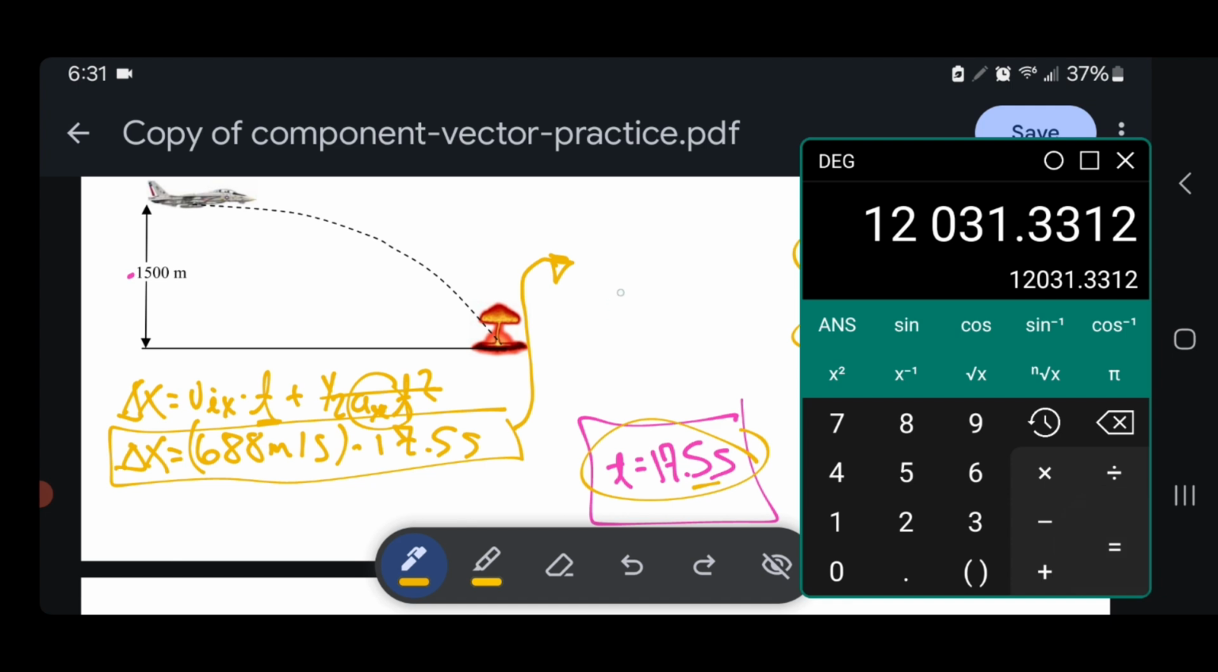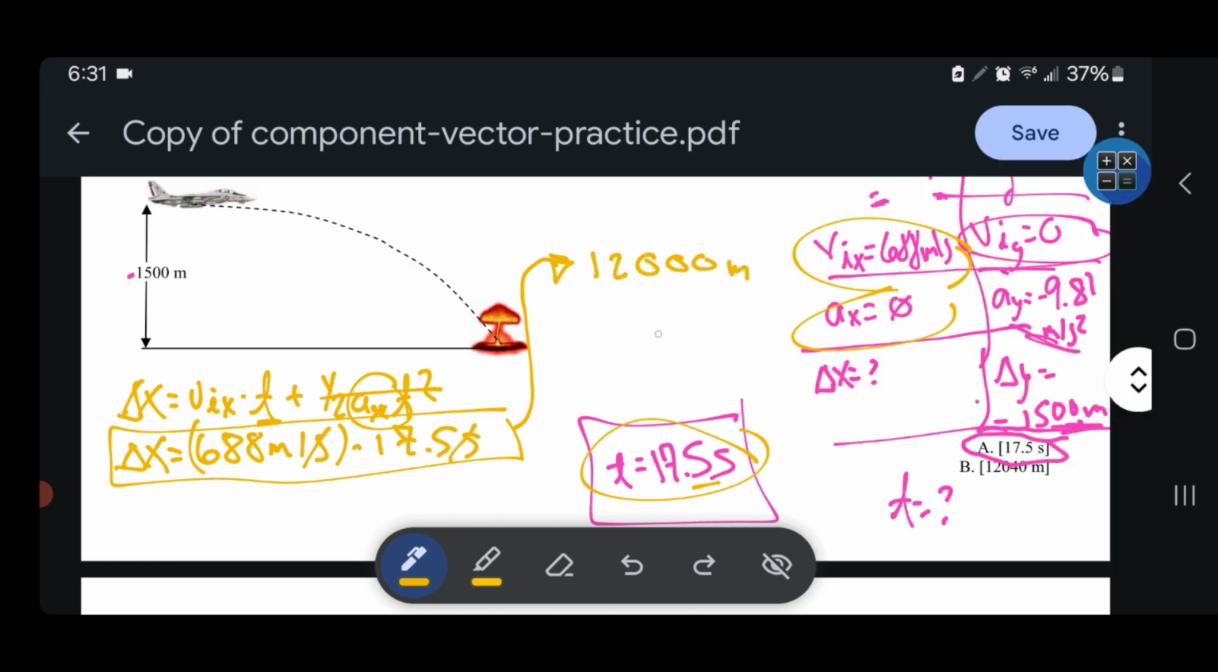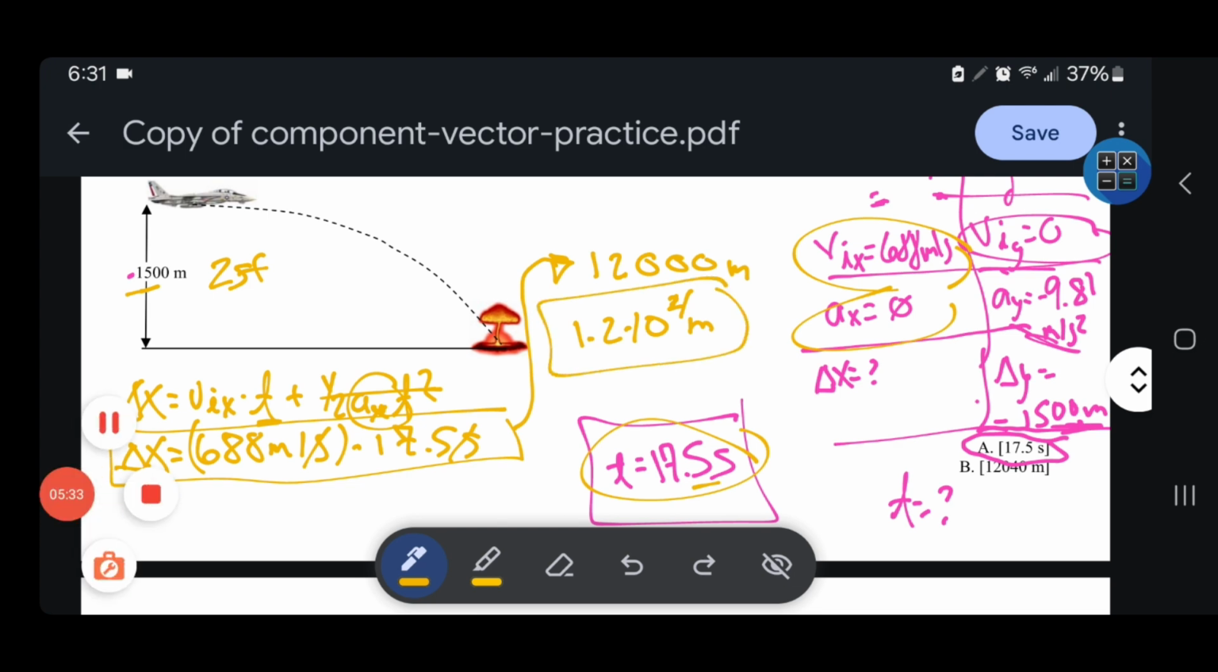688 times 17.5. And don't forget to always go back and double check how many givens you were given in your problem. That 1500 is only 2 sig figs. So even though they said like 1240, first of all, they probably used the rounded value for time. And second of all, they didn't use 2 sig figs, so I went back and put 2 sig figs. They didn't do it in 17.5 either. So it's 1.2 times 10 to the 4th meters. All right, not too bad.